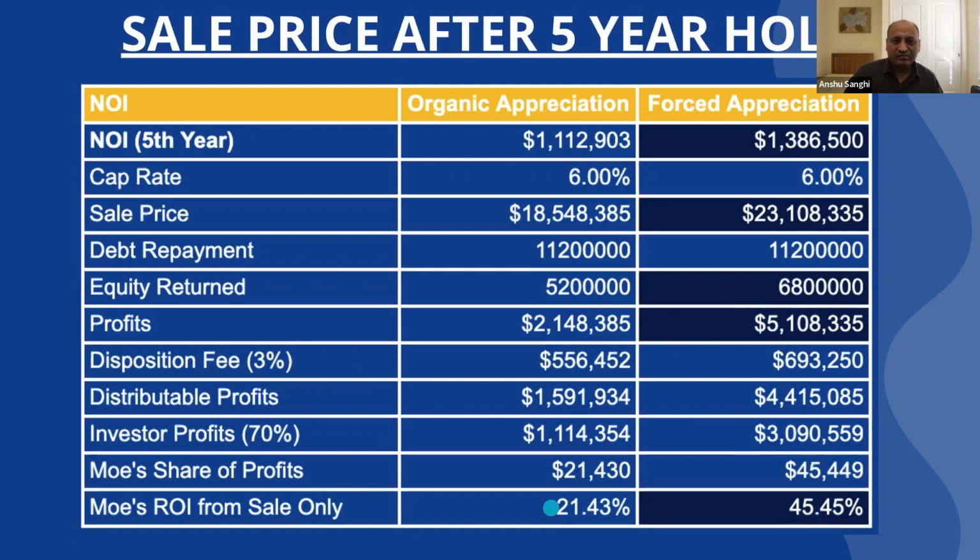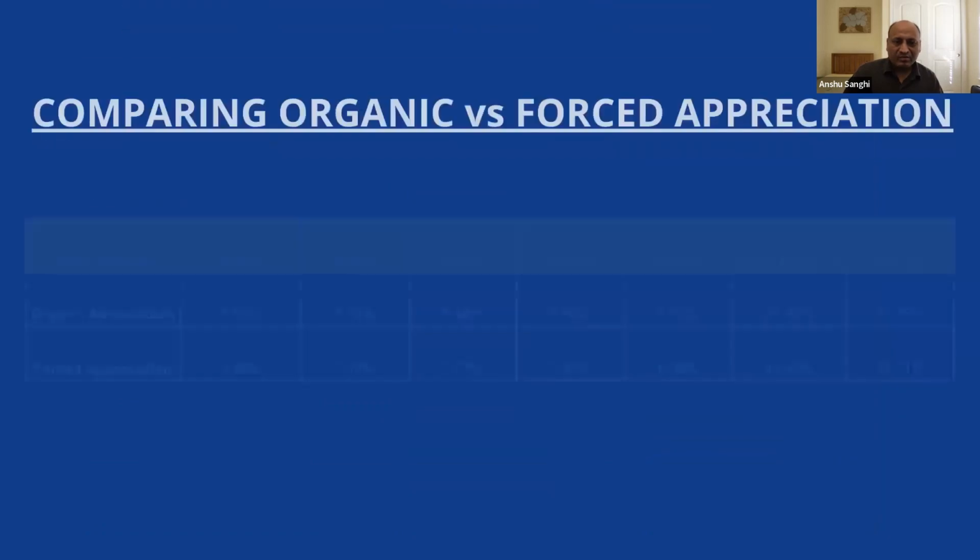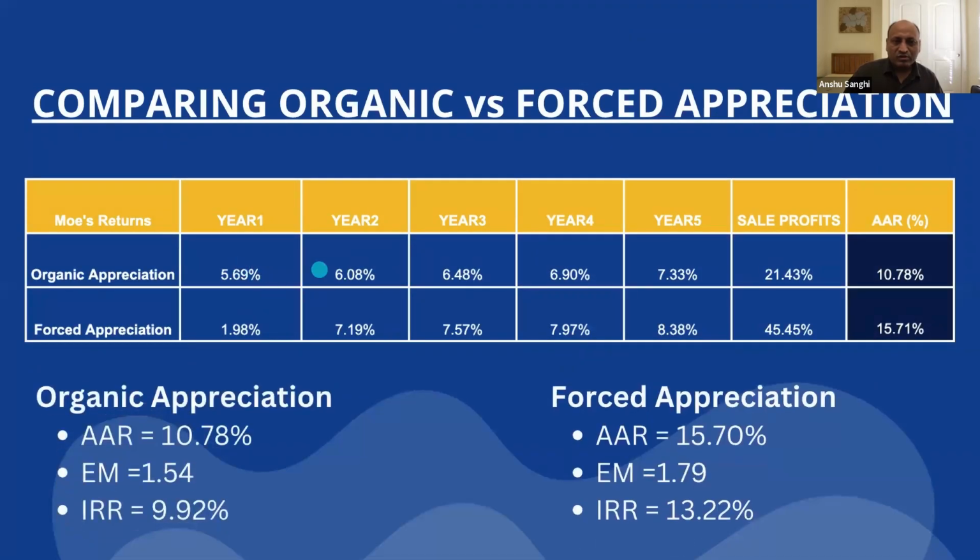Compare that with the organic appreciation. So this is how Mo's returns change from organic appreciation to forced appreciation scenarios. Overall, the average annual return in the first case was 10.78%. With forced appreciation, the average annual return was 15.71%. Here are the other metrics we talked about: equity multiple is 1.54 in this case and 1.79 in the forced appreciation case, and IRR is 9.92% and 13%.